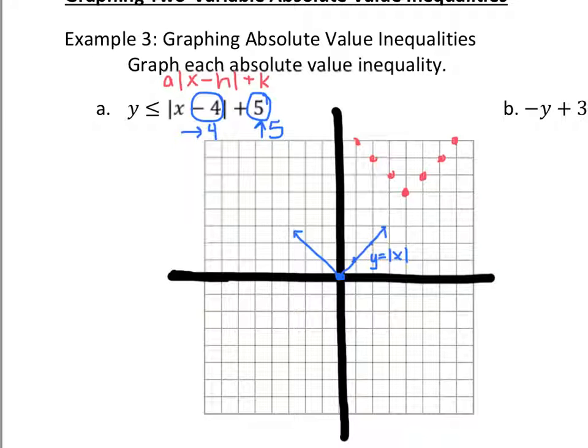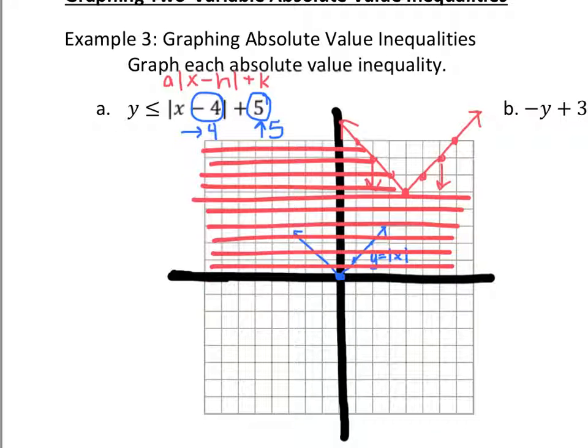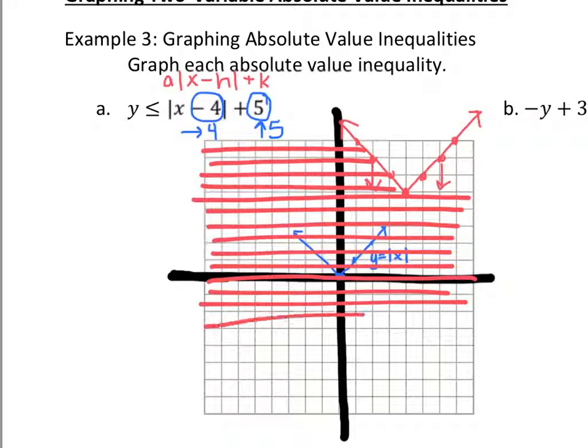Now, should it be a solid graph or dashed? It should be solid because it's or equal to. Do we shade above or below it? Below. So do we shade the whole graph? We shade the whole graph. So I'm going to pull out the thick marker again. If you'd rather do lines instead of shading, that works too. Too much work.